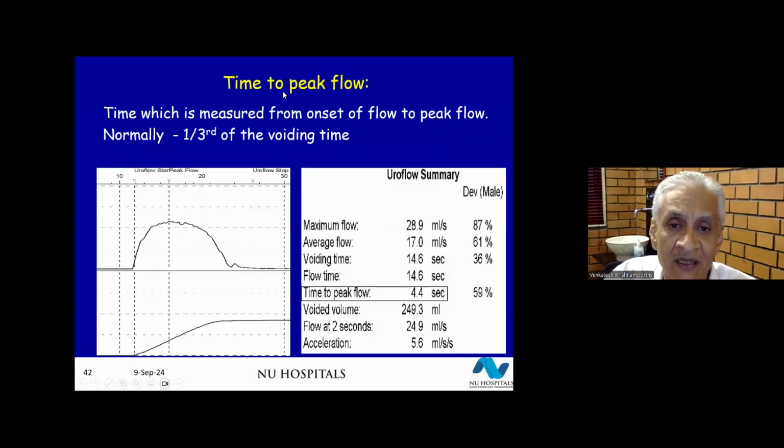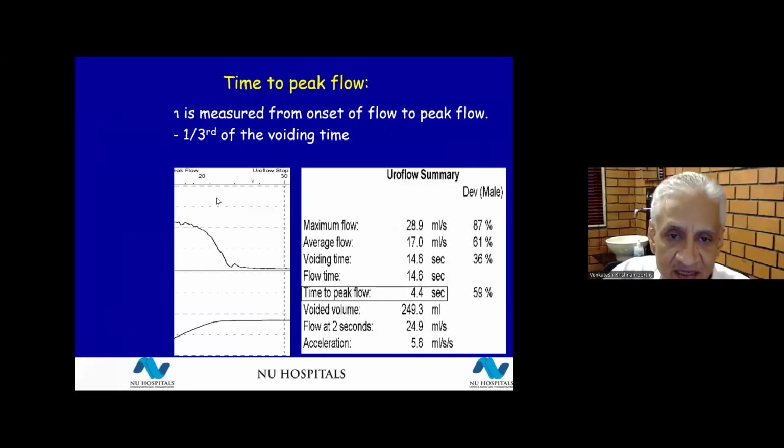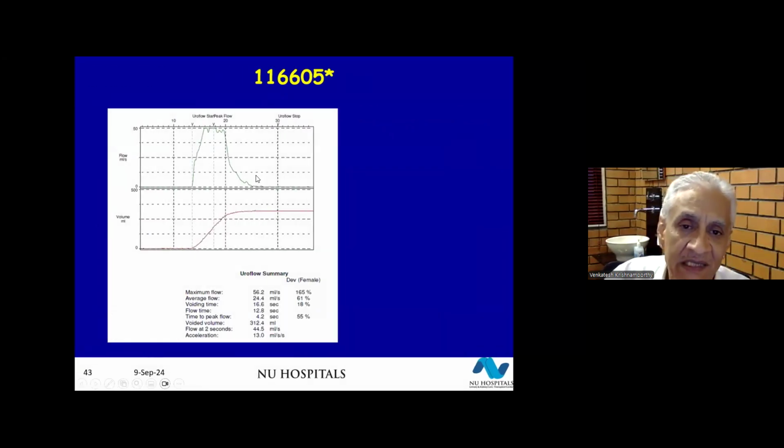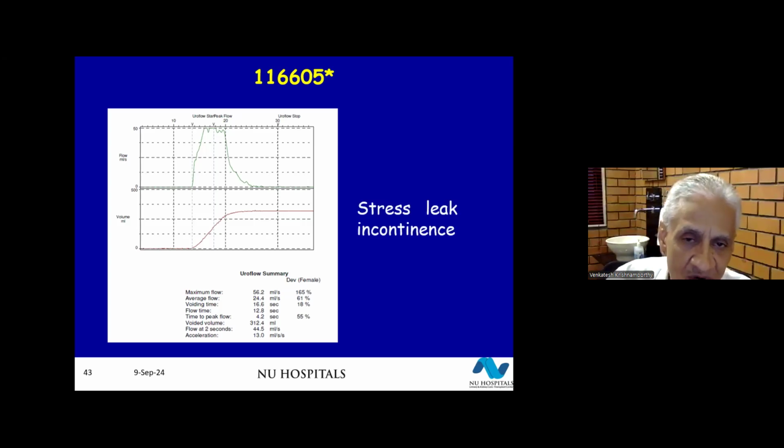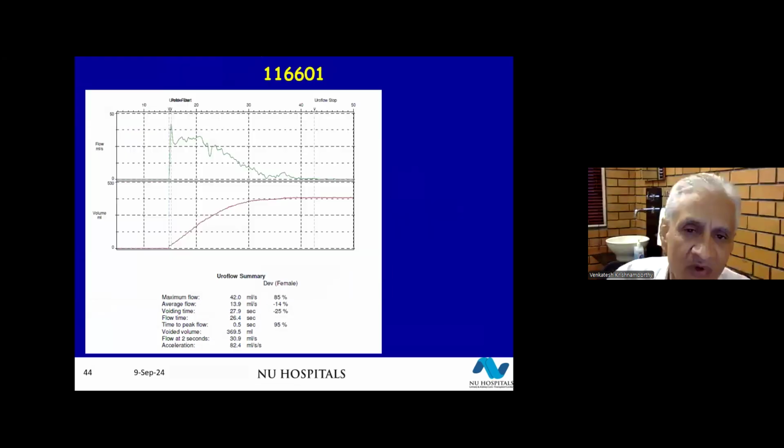Time to peak flow is the time measured from the onset of flow to the peak flow. Normally it is one third of the voiding time, but in this case, you will see that it is much more. Typically here, these are patients with very high peak flow, going out of the graph, and a very short time to peak. Typically, this patient comes with stress leak incontinence. So suppose I show you a graph and ask what this patient is likely to have had. It's fairly simple to say that this is what I would expect in this patient.